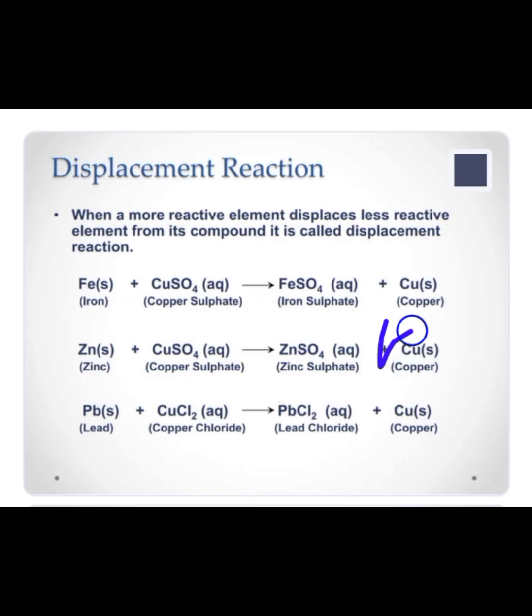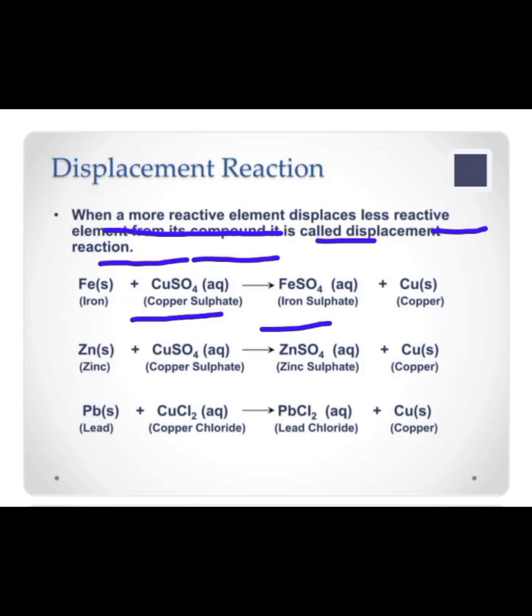So what are displacement reactions? Displacement reactions are the reactions when a more reactive element displaces a less reactive element from its compound. From its compound means the metal already present along with the other ions is separated from it by the other element, and the resultant product is the displaced product of the displacement reaction.